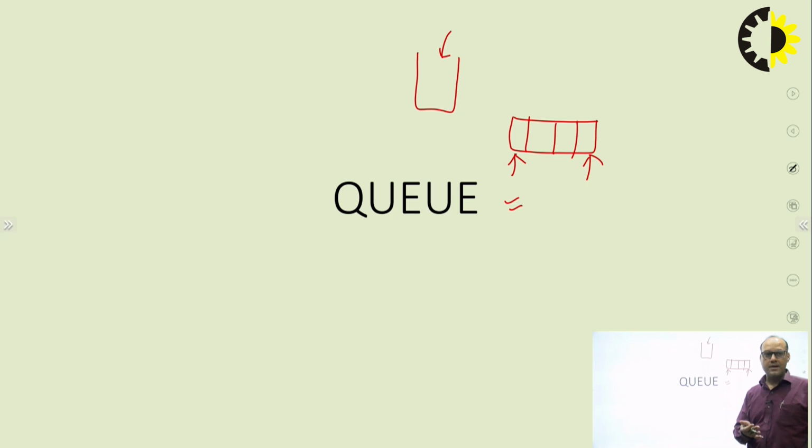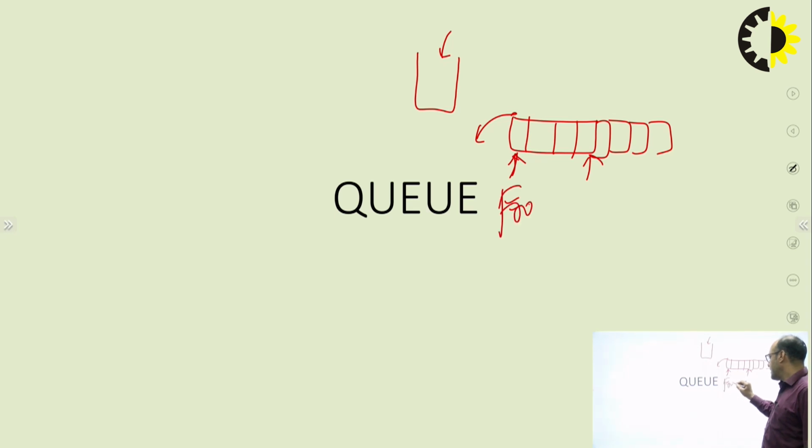The live example is when we stand at a railway station to take a ticket. We just stand in a queue. The person who stands first will get the ticket and come out. A new person who comes to take a ticket will just join the line. This end is called the front end, and the end from where insertion takes place is called the rear end in the queue.